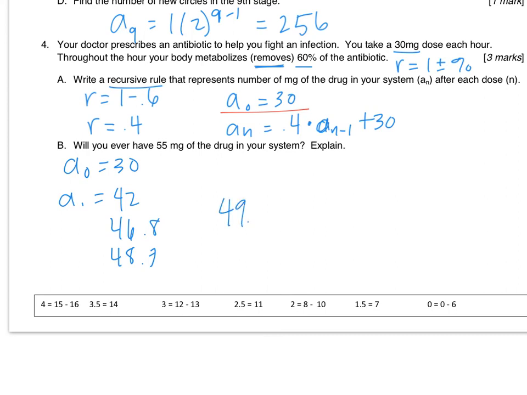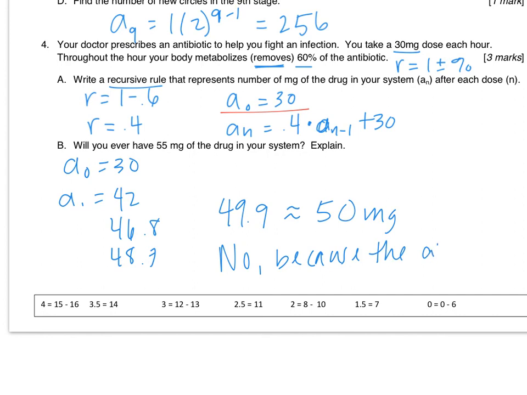Oop, not 5. So it's going to 50 milligrams. Will you ever have 55 milligrams? No, because the amount of medicine levels off at 50.